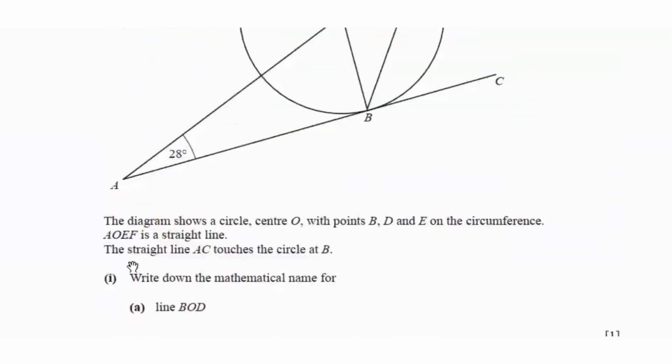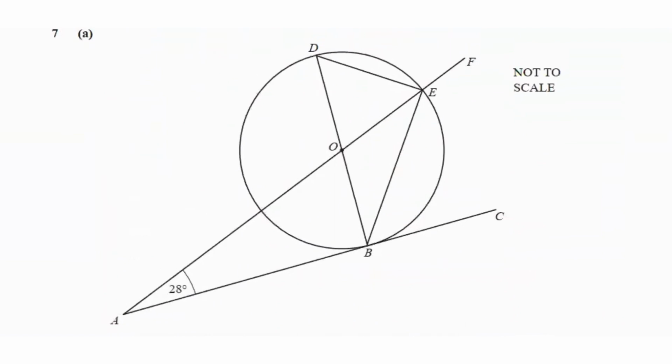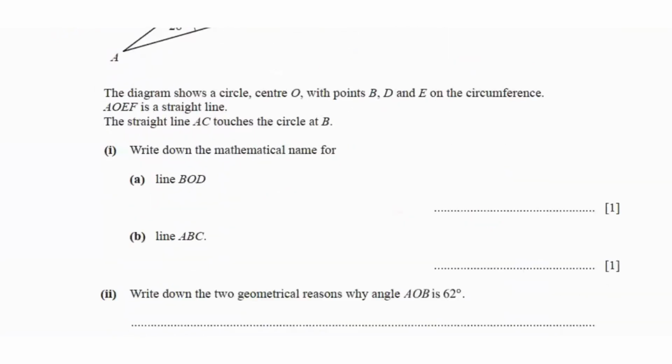So let's go to the diagram again. ABC is this line. So that is your tangent because it's touching the circumference of the circle. This is right on the two geometrical reasons why AOB is 62.